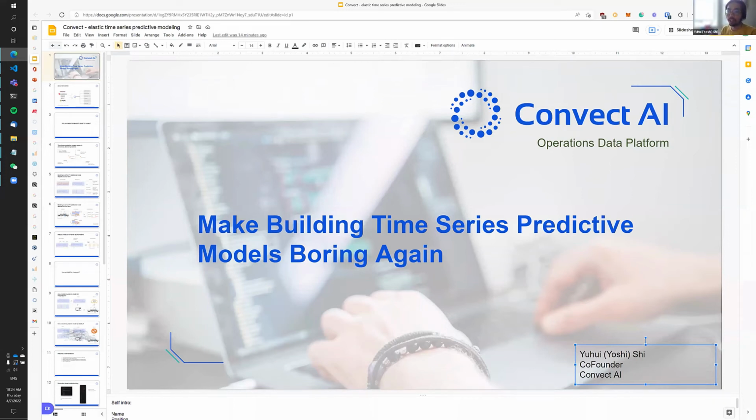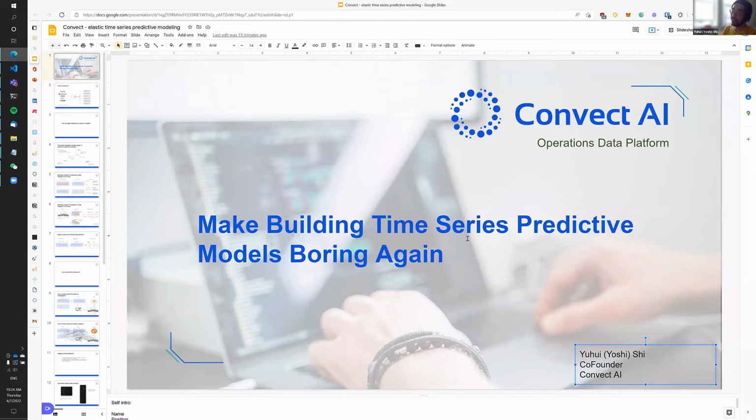Okay. Yeah, so today my topic is going to be about building time series predictive models at Convect AI, how we utilize Kubernetes and Kubeflow to try to automate this process as much as possible.